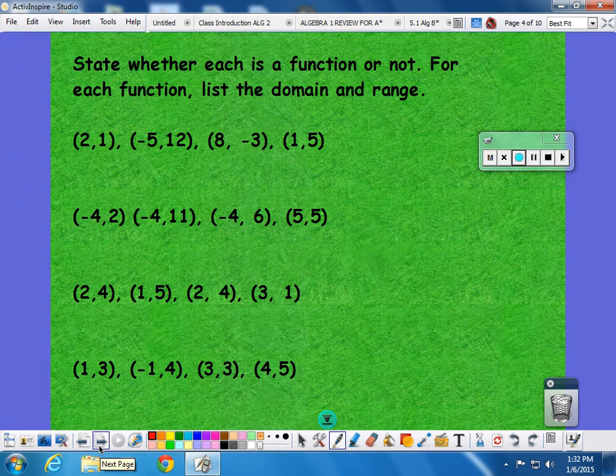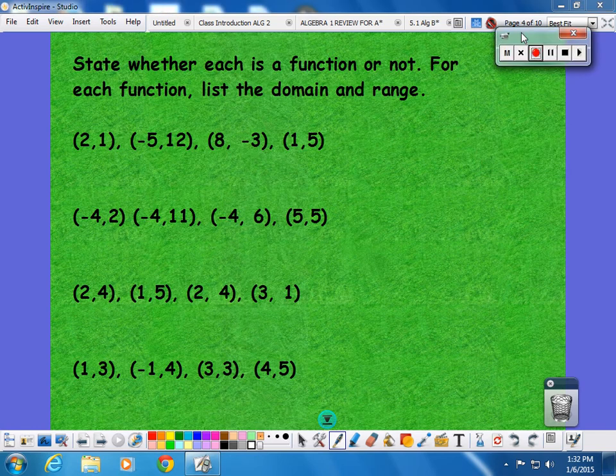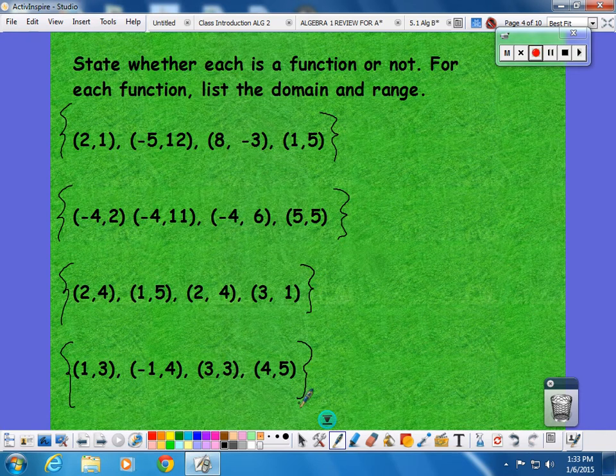All right, let's look at these sets. Now what we're going to do here is give the domain and the range and tell if they're a function. We're going to do some of these for dollars, okay? But let's do the first one together. Now you'll have to forgive me here. Let you guys start copying these down. Just go ahead and do the first set and copy it down. You'll have time to copy down the others in just a minute. All right, but let's copy down this set: 2, 1, negative 5, 12, 8, negative 3, 1, 5.